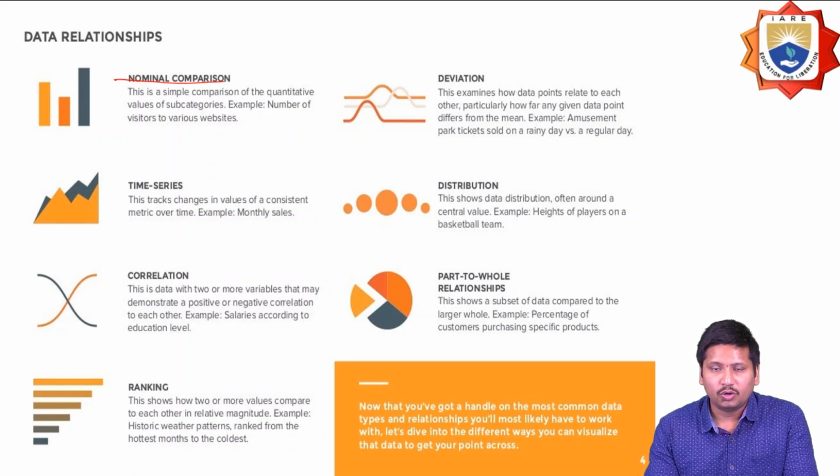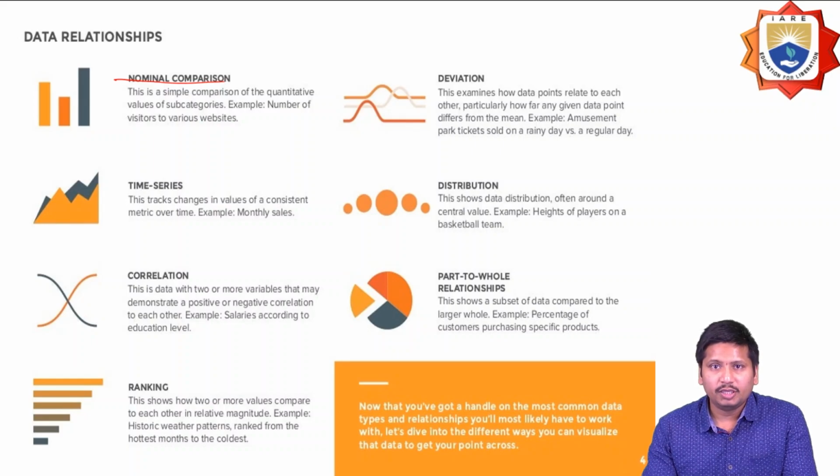Ranking should also be considered, which shows two or more values compared by relative magnitude, for example historic weather patterns ranked from the hottest months to the coldest. The next one is deviation. This is another kind of relationship, showing how data points relate to each other and how far they deviate from a given input, like amusement park tickets sold on rainy days versus regular days.